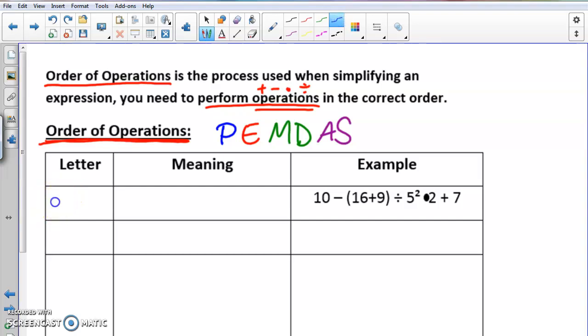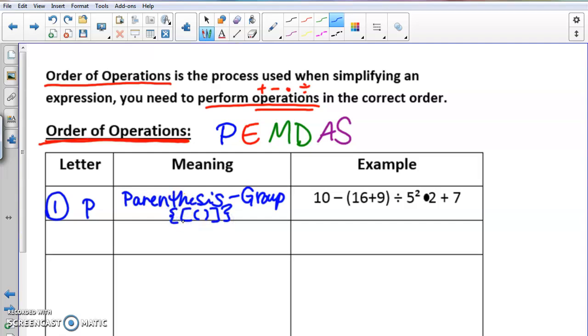So the very first letter we have in our very first step is P. P stands for our parentheses. I always like to say it's your grouping symbols because it's anything that's grouped together. So it is a parenthesis, a bracket, a brace, anything that's put together in a group.